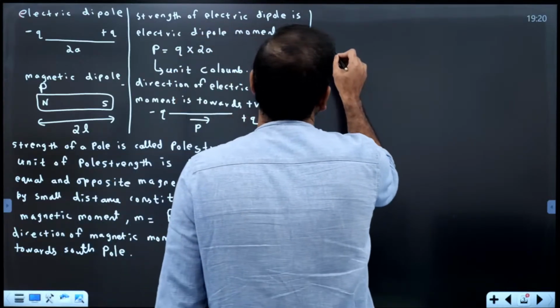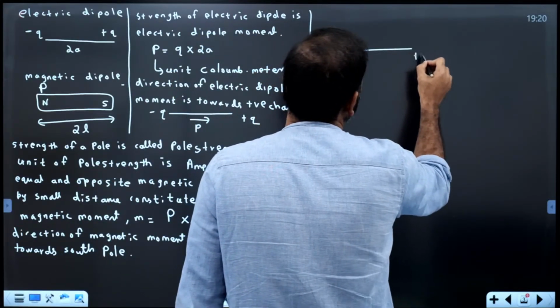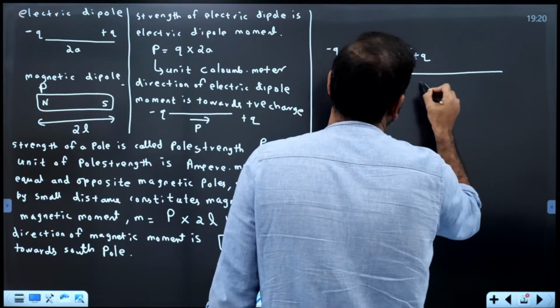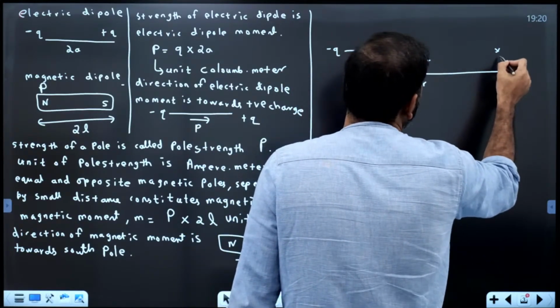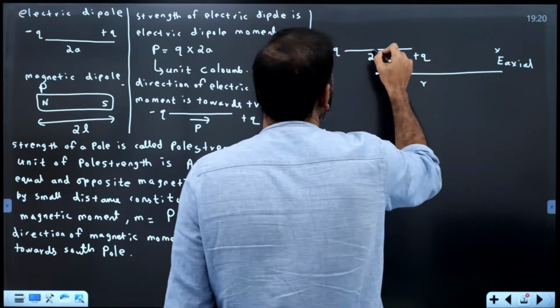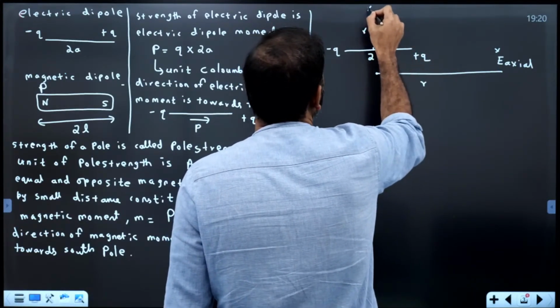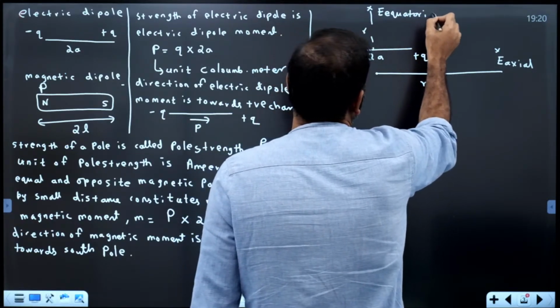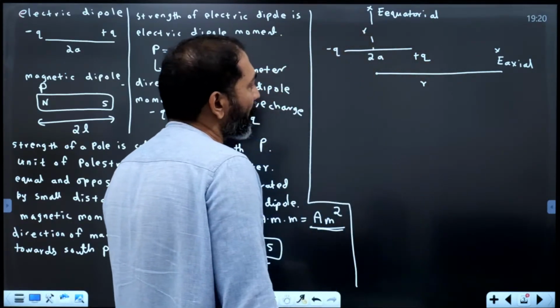Now, suppose this is a dipole, minus Q charge, plus Q charge, the separation distance being 2a. From the mid of the dipole, if you consider a point, this is what? Axial point. And this will be what? Equatorial point. We already know that. We have proved the electric field at the axial point and at the equatorial point.